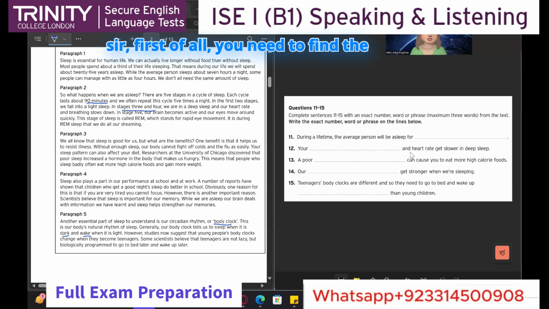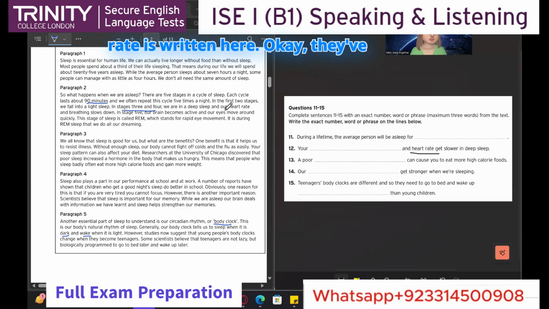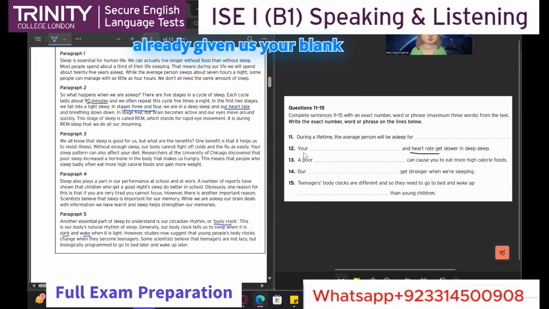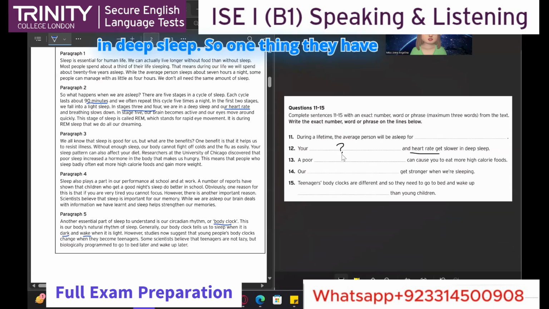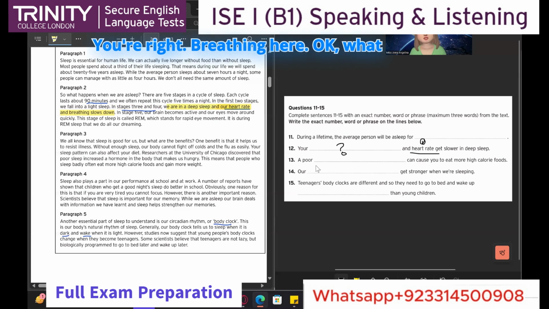First of all, you need to find the word heart rate. The word heart rate is written here. They've already given us your blank and heart rate gets slower in deep sleep. So one thing they have already given us is heart rate. What else gets slower down? Can you find? It's breathing. That is correct, sir. You'll write breathing here. Okay, what about 13?